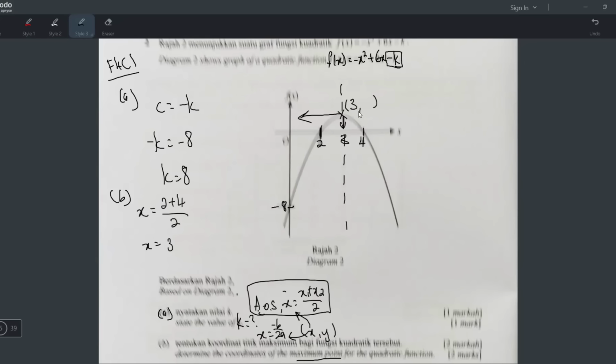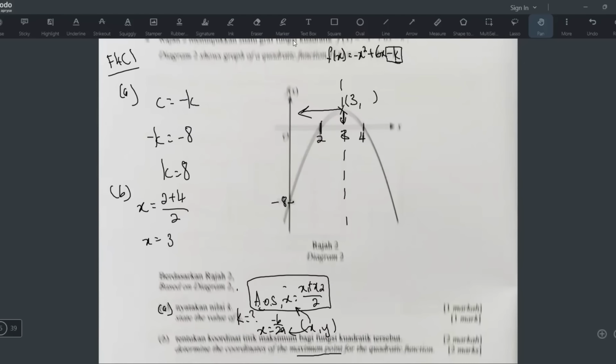It means the maximum point x coordinate is also 3, right? And then how to get the y coordinate? You just sub inside. Yeah, just sub inside the equation, then you can get your y coordinate. So I don't have enough space. So what?